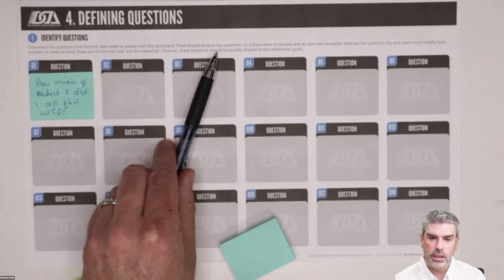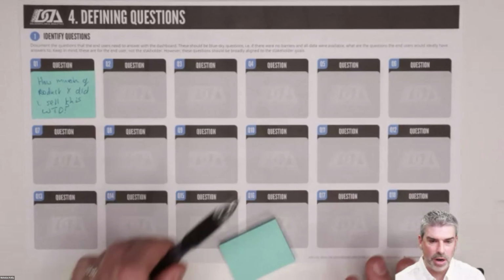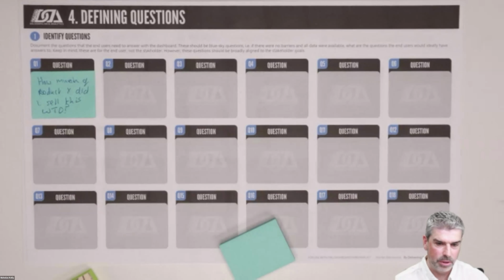If you had all the data available, if there's no issues, no problem with data quality, if the actual data sources are available, and let's say there are even data sources that aren't available at all, what would you love to be able to answer? So what would the end user love to be able to answer?